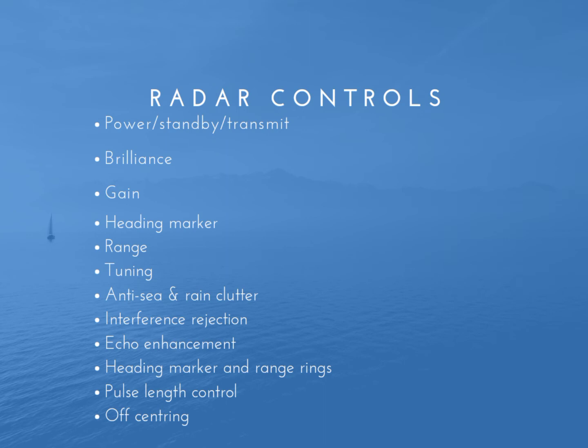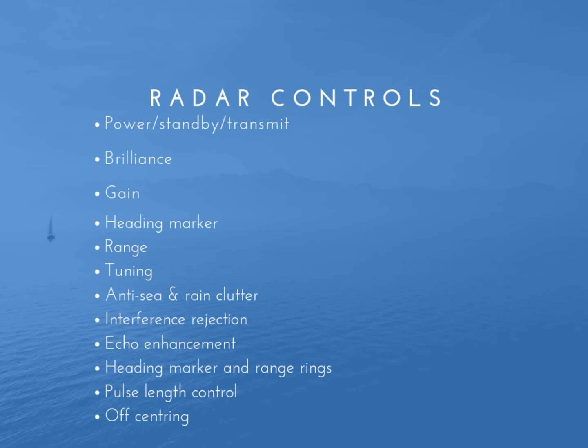Next is the echo enhancement. To assist the operator to spot a small target, most modern radars have the ability to expand them, usually named echo stretch or expansion. It shows objects bigger to make a small target look bigger.